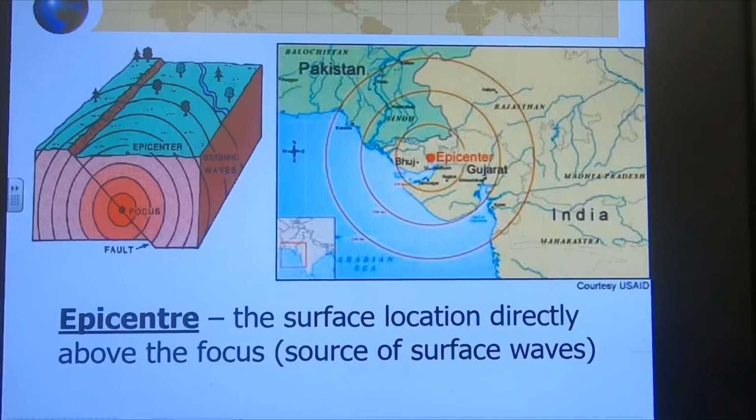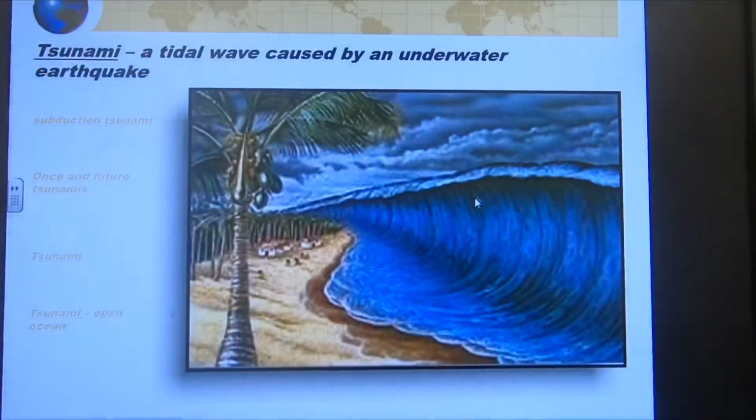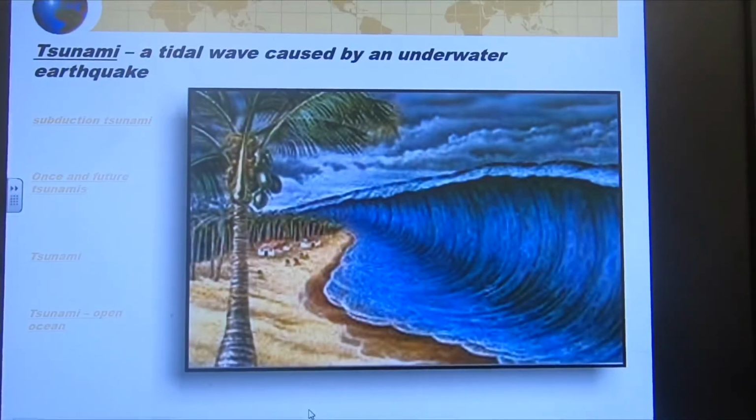It's the place on the surface, right above the focus, where the earthquake is first felt. Lastly, there's a term that you also would have seen in your Japanese megaquake video called a tsunami. And a lot of you are familiar with this term. This is a tidal wave caused by an underwater earthquake.